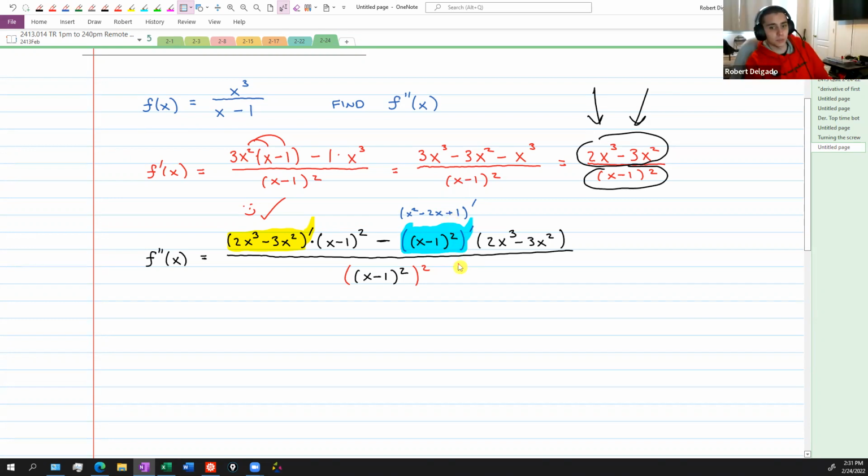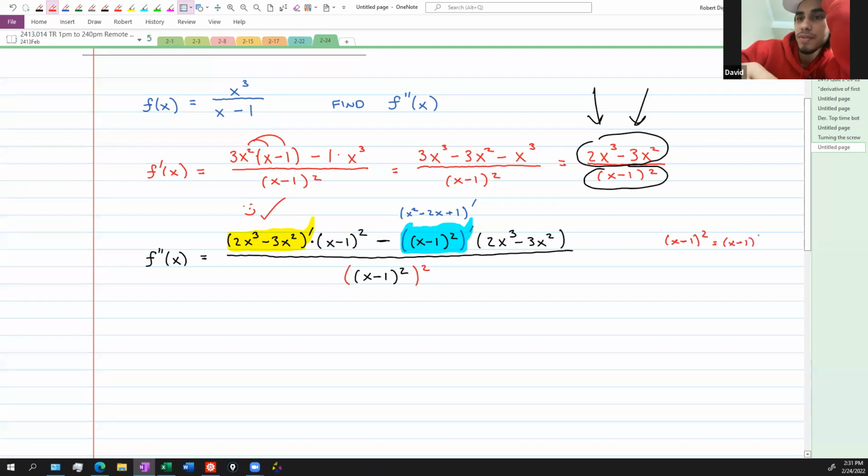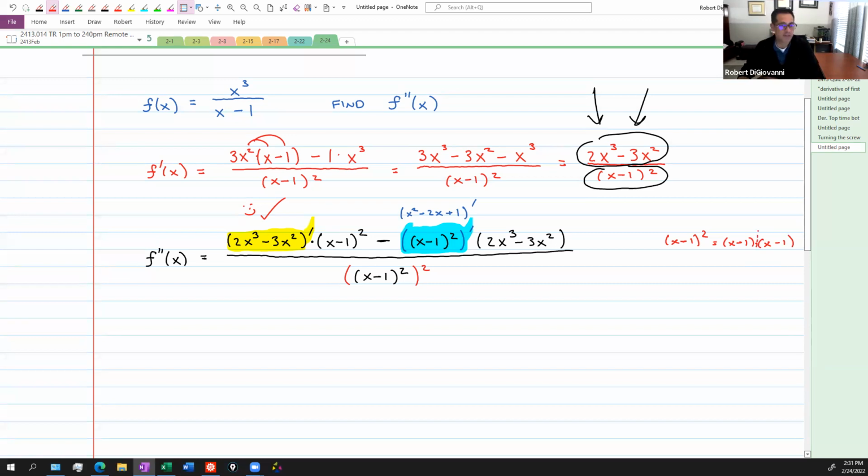Can we use the product rule on that one? Could I have done the product rule? Yes. Could I have looked at x minus 1 squared as x minus 1 times x minus 1 and then applied the product rule? Yes. But I think it's easier to just expand it and then do each one. But that would give you the same answer.